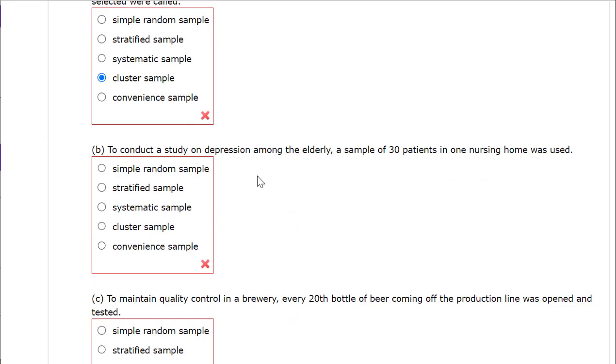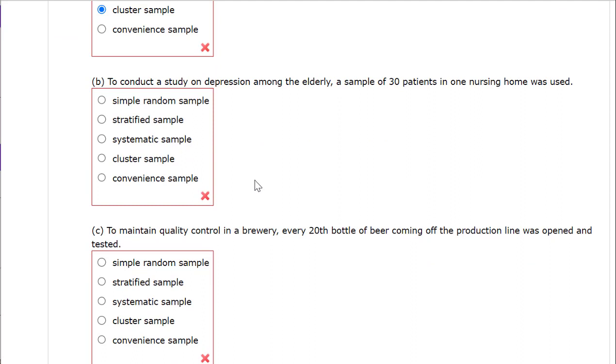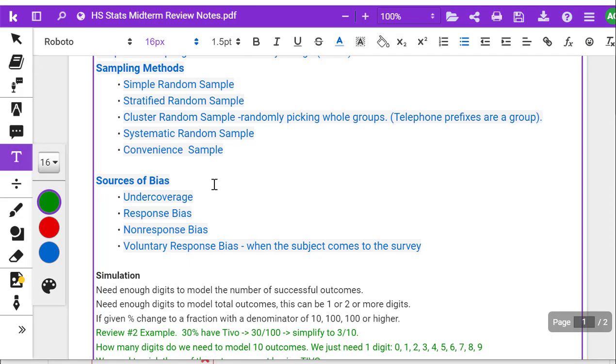To conduct a study on depression among the elderly, a sample of 30 patients in one nursing home was used. Well, they just kind of picked, they didn't show how they used randomization. So if they don't use randomization, it's probably a convenience sample when no randomization is used. So you got to see something about randomization on it, okay?